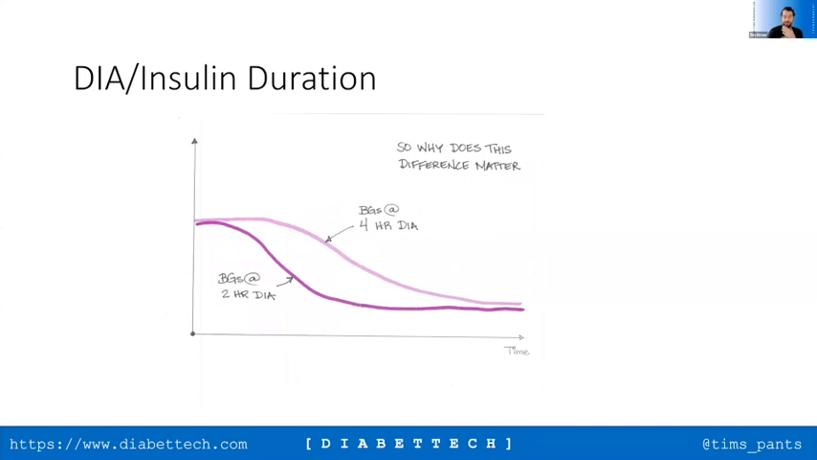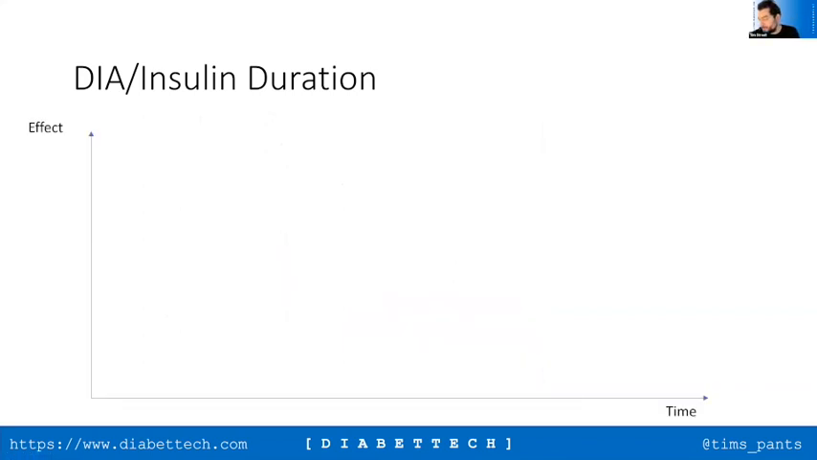And why does this difference matter? Well, what we can see here is what happens if you've got a 4-hour DIA and the change in slope. Here we've got the 2-hour DIA and the change in slope. But what we don't show in that, and this is where I start drawing pictures and you all go, oh, that's terrible, is what that means for an algorithm that's delivering insulin. So I'll switch over to a pen and we will hopefully be able to see what I'm talking about right now.